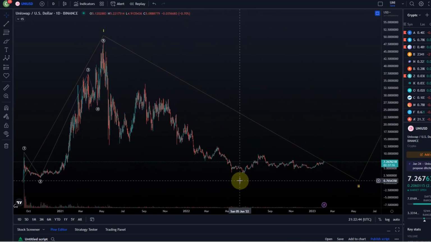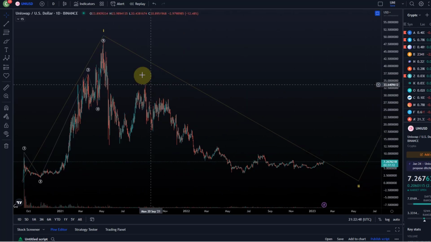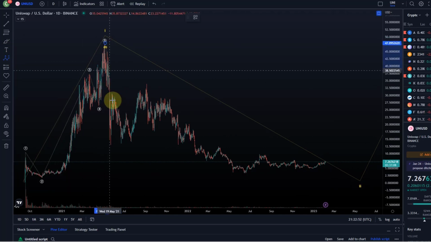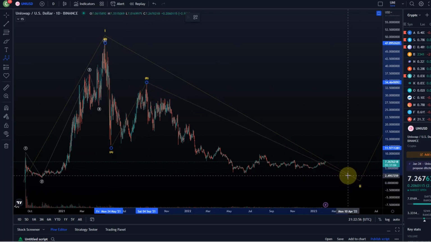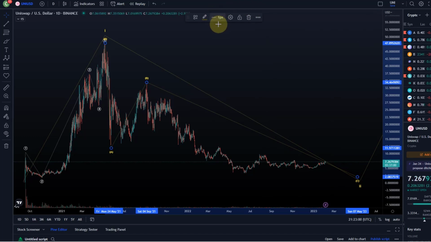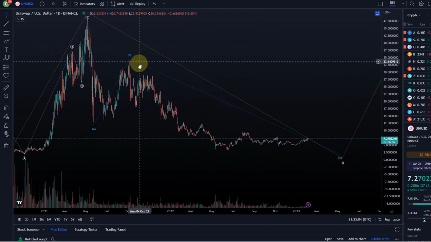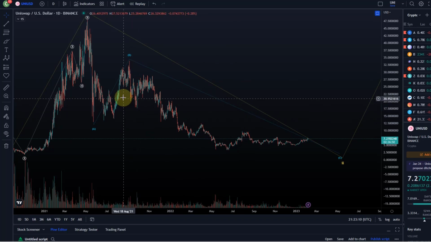And we are now heading down in an ABC correction in what I believe is wave 2. So it's quite easy to recognize a wave A to the downside. This here was the B wave, and then we are now in this C wave, a pretty long one. Let me give that a different color. And then it's important to understand what actually happened in the C wave as well.